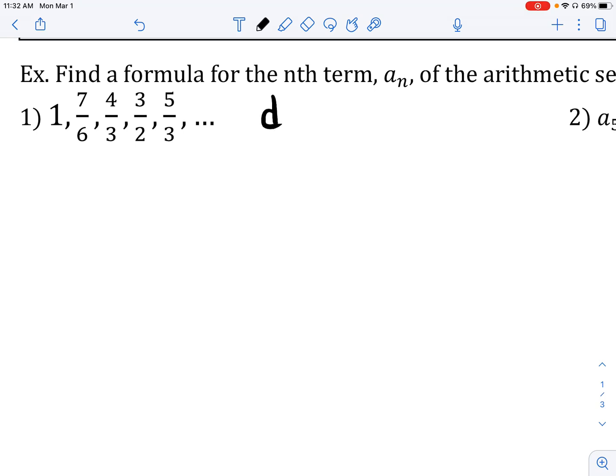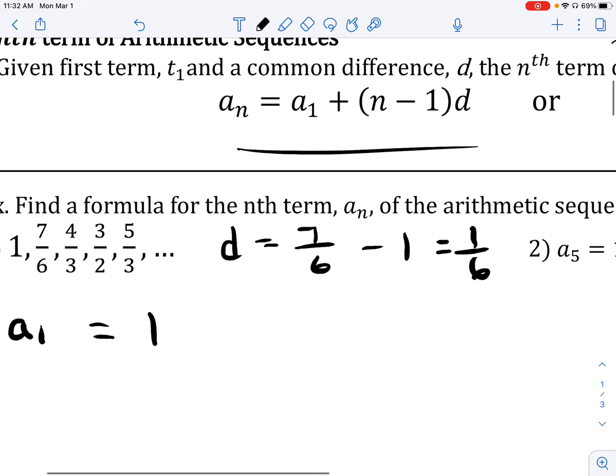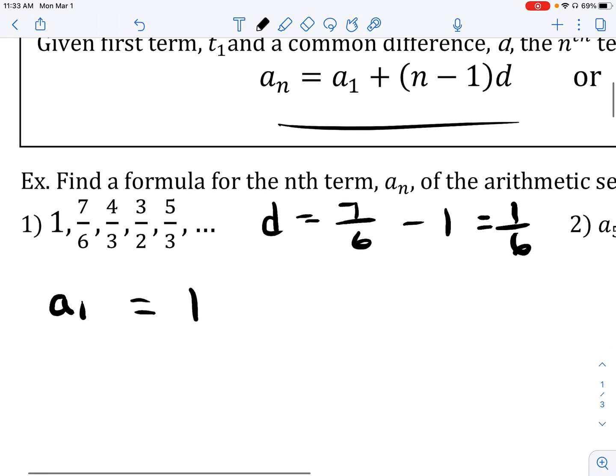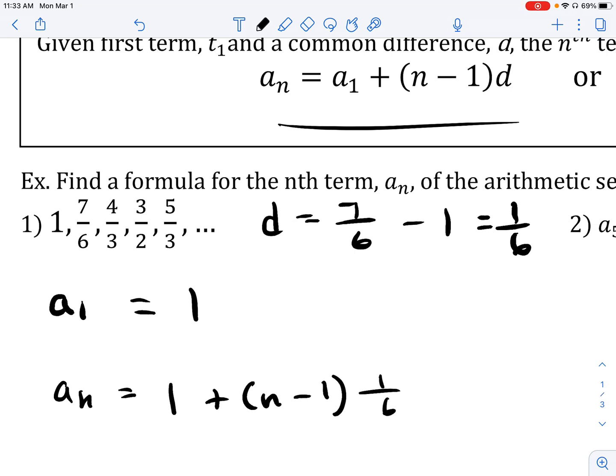So to find my common difference, I'm going to say, what's 7/6 minus 1? Well, that's just equal to 1/6. Okay, so that's my common difference. And what is my a sub 1? A sub 1 in this case is just 1. So plugging that into the formula that we have here, we're going to say the following. A sub n is equal to a sub 1, which is 1, plus n minus 1 times 1/6.